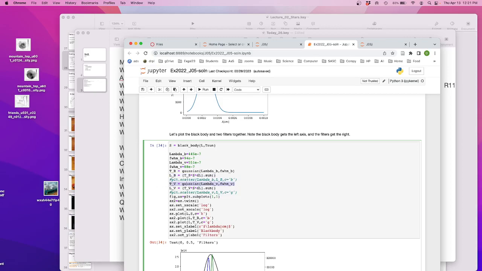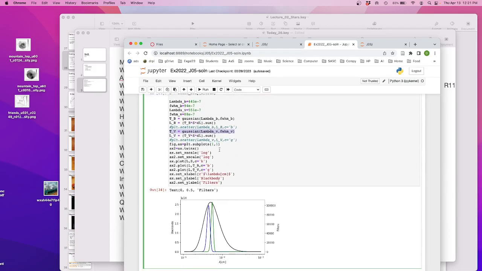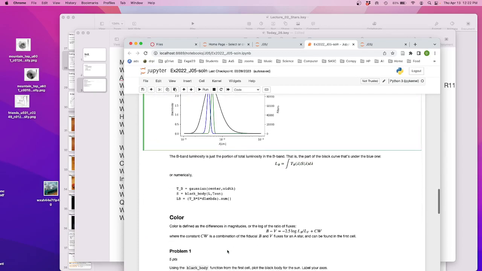The filter for V is again just a Gaussian with the wavelength and center, and then we can plot them. I do this axis thing because they have different scales. The filter goes from 0 to 1, and the black body goes from 0 to 10 to the 14. So I plot them on different scales. One is plotted on the right, the other is plotted on the left. And here's the V filter, and here's the B filter. So this is my black body, and these are my two filters. So we just suck out how much we want of those.